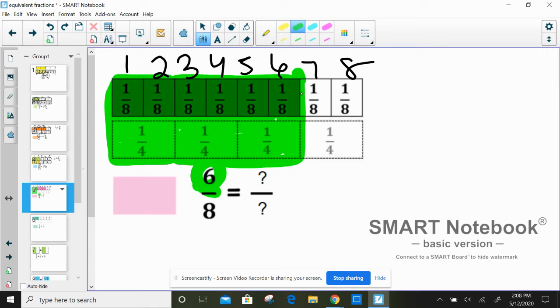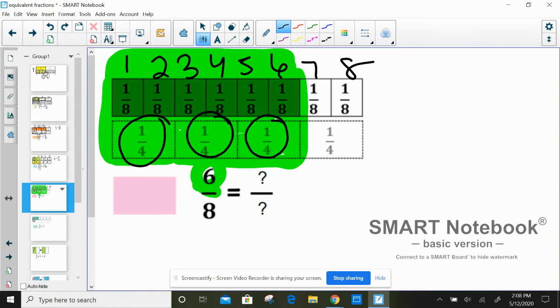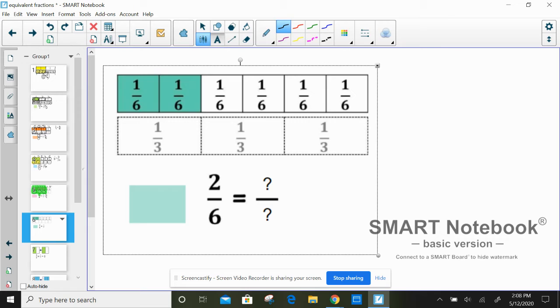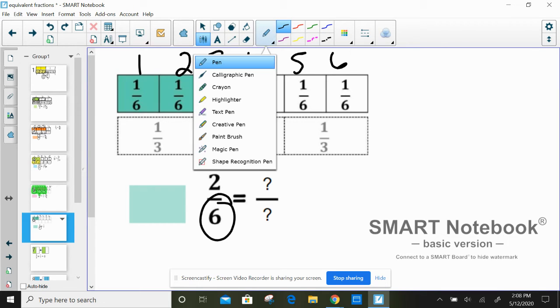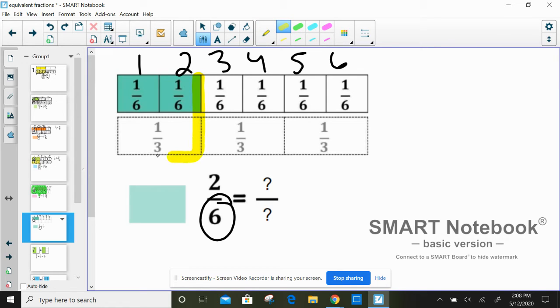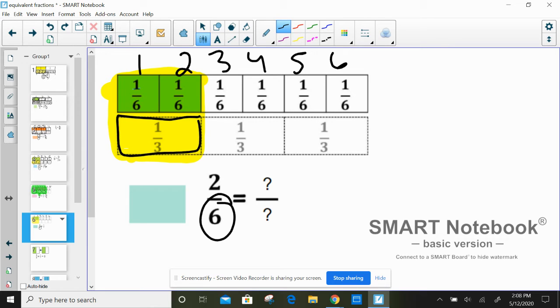Looks like out of all of our 1, 2, 3, 4, 5, 6/8 that are shaded, it's the same as 1, 2, 3 of our fourths. Okay, another one right here. Looks like we have 1, 2, 3, 4, 5, 6 total pieces. We have 2 that are shaded here, and that is the same as 1 of our thirds. Okay?